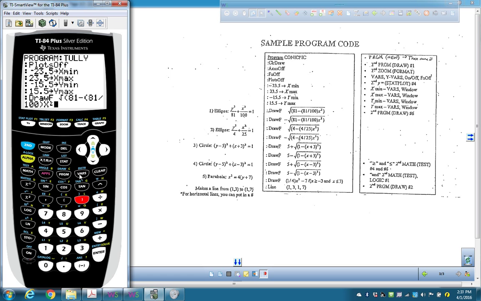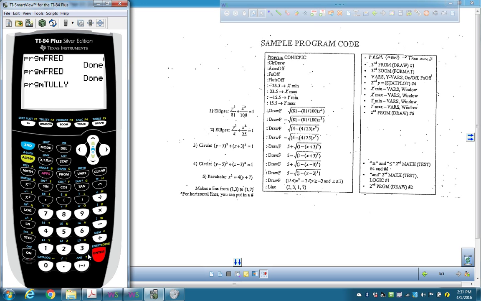So now, just to make sure it's working, you might want to check out your program and see if it works. So I'm going to go second quit, program, Tully, and all you have to do is enter to see if it works. And if you did it right, you should get something that does that.